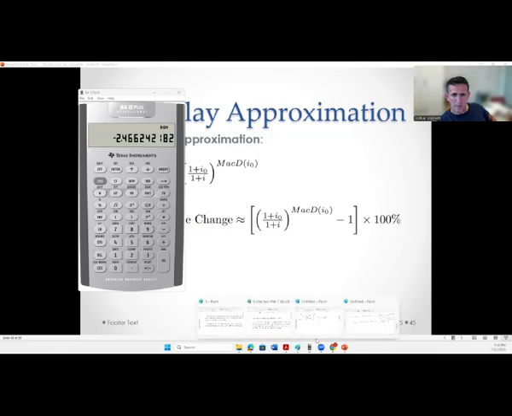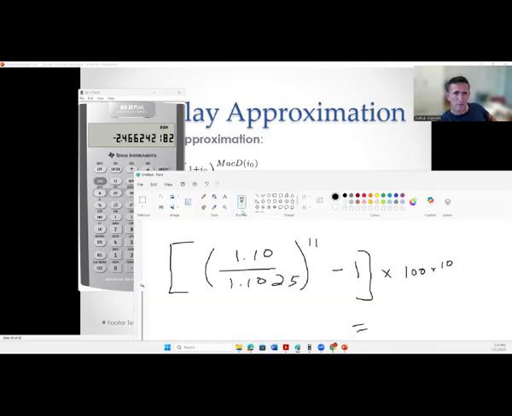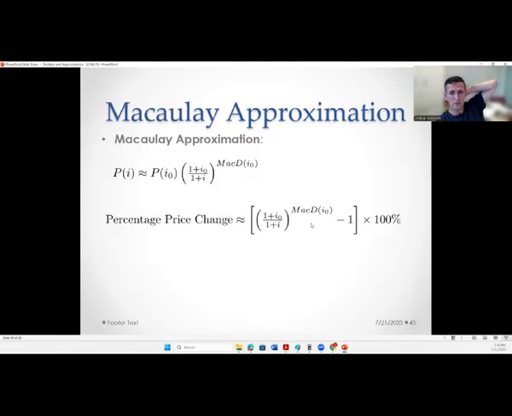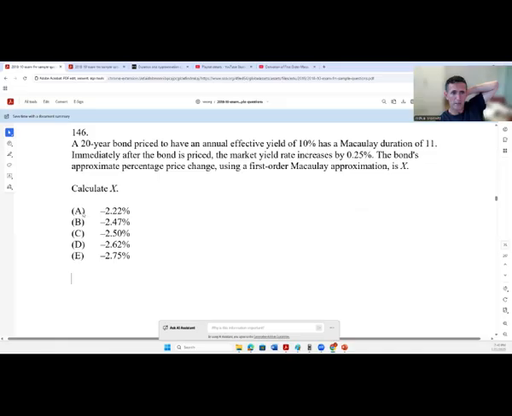Okay, so we plug this into the calculator, and that gives 2.47 percent, minus. It's definitely minus because we have an interest rate increase, and we know the bond price decreases as interest increases. So the new yield rate of 10.25% from 10% corresponds to roughly a 2.47% drop in the bond price. And that is right here.